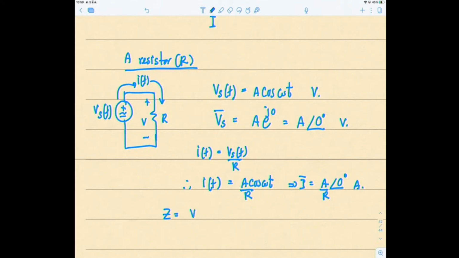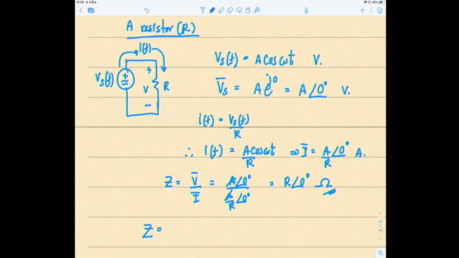So by definition, the impedance is the phasor of the voltage over the phasor of the current. The phasor of voltage across R is Vs, so it's A angle 0 degrees divided by I, the phasor I, which is A over R angle 0 degrees. A cancels, R jumps up, so it becomes R angle 0 degrees ohms. So therefore, the impedance of a resistor alone is R, or equal to R angle 0 degrees ohms. So that's for a resistor.